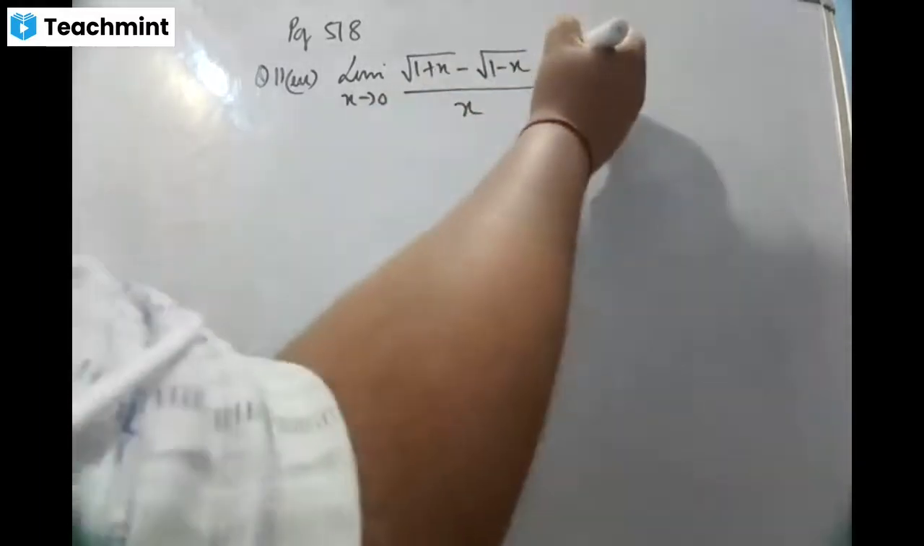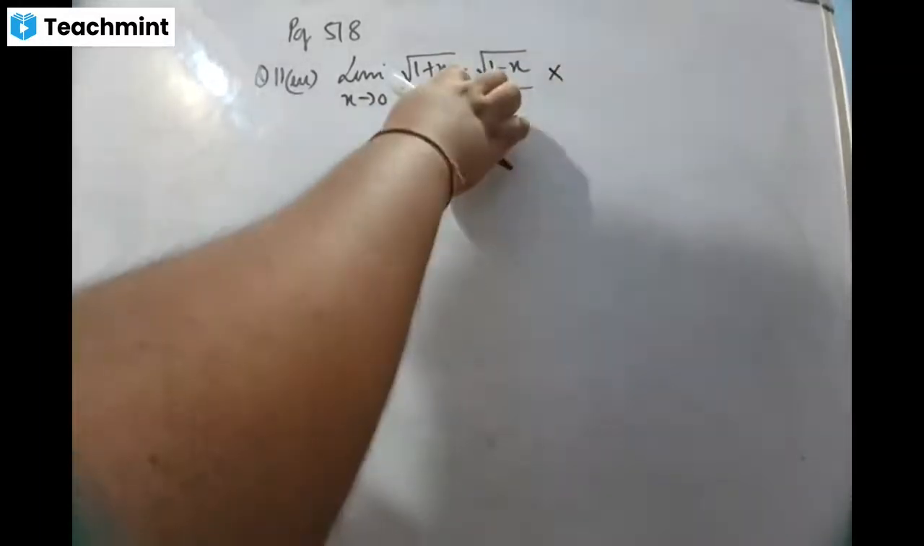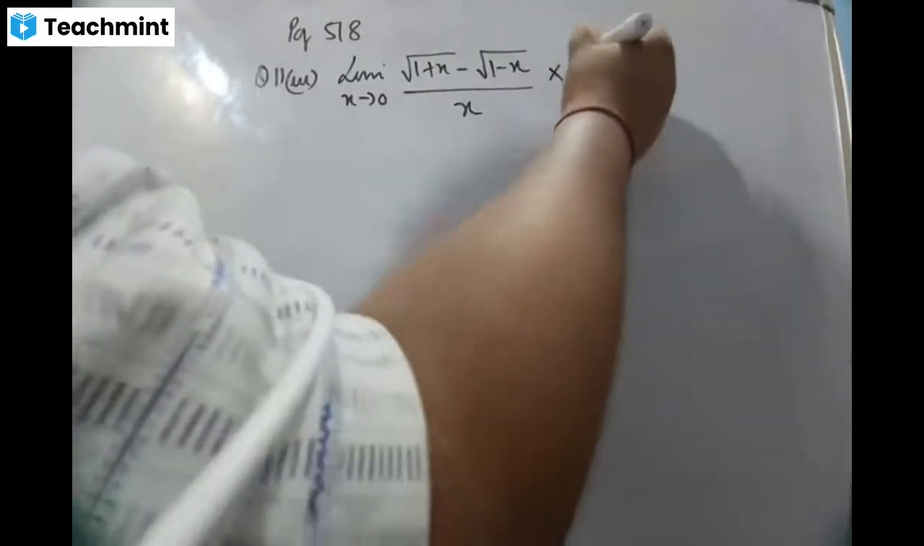So everyone look at the board. Rationalization means if there's a minus sign, you multiply this with a plus. So plus.